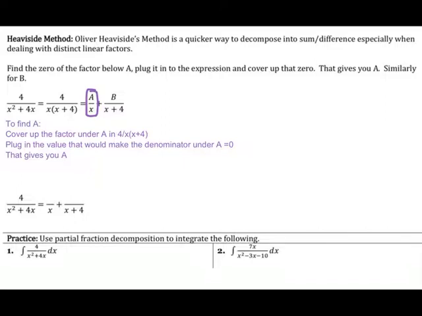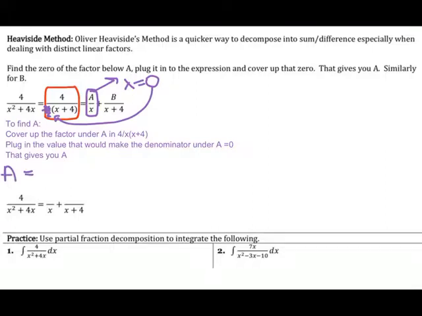In order to find a, you're going to identify what would make the fraction that has the a factor underneath it undefined, or what would make the denominator 0. So that is going to be when x is equal to 0. Then you're going to take that x value, you're going to cover up that factor and plug 0 in for x, and what's remaining will give you your a value.